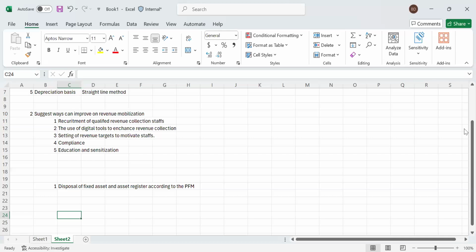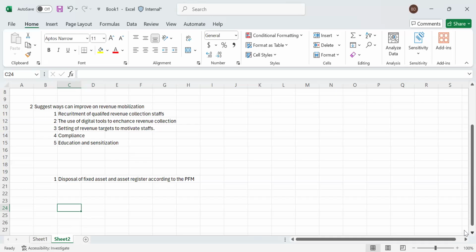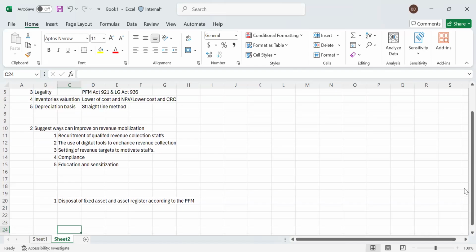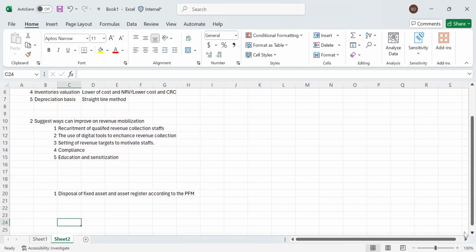Then when it comes to disposal of assets, the Public Financial Management Act prescribes procedures that must be followed. One, the stores manager must write a memo to the head of finance requesting for the disposal of the said assets. The head of finance must review and approve and forward to the head of administration.